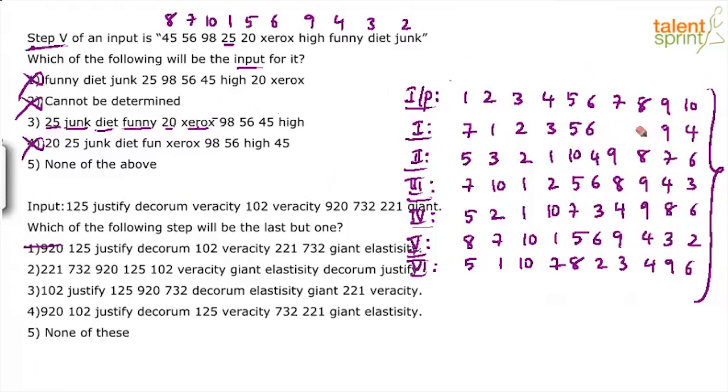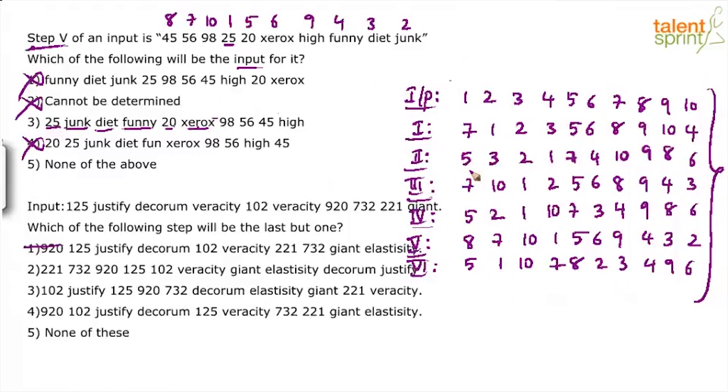Sorry. 8, 9, 10. Again half and reverse. 5, 3, 2, 1. This should be 7 and 4, 10, 9, 8. So a lot of changes. Sorry about this. So 5, 3, 2, 1, 7, and this will be 4, 10, 9, 8, 6. Then next step, what happens? 3 should come at the end and 8 should come here.